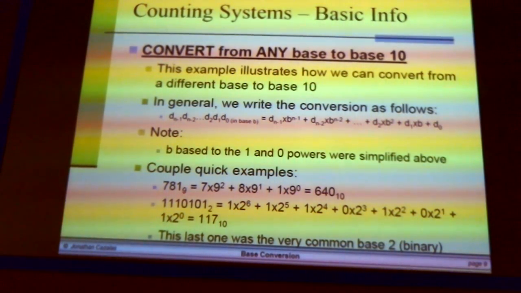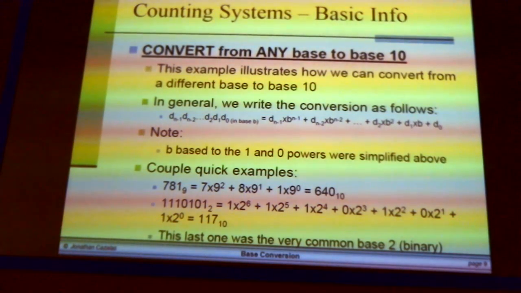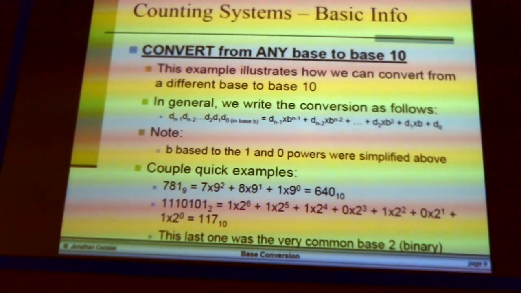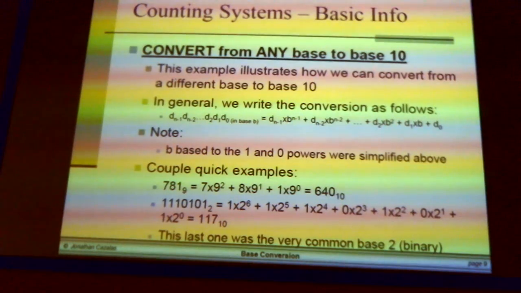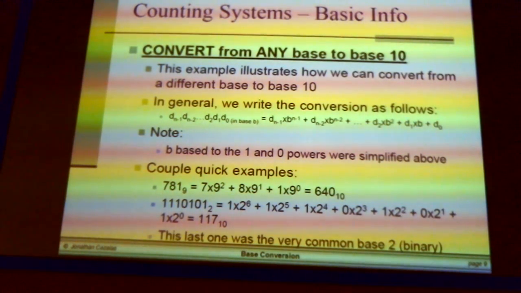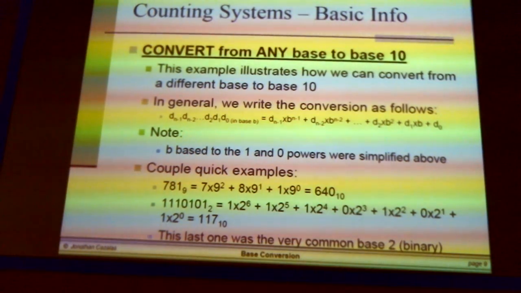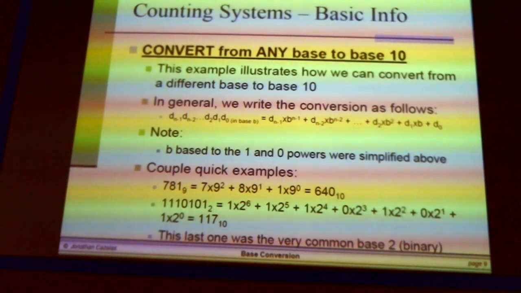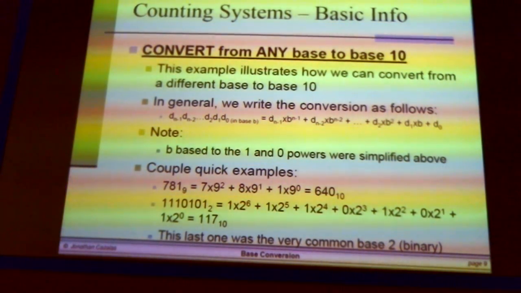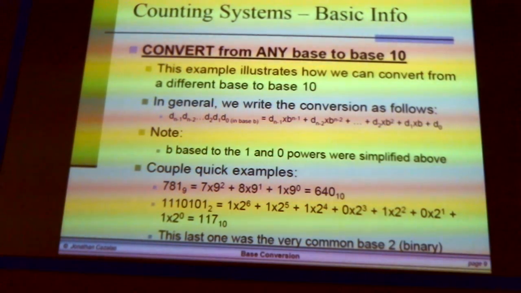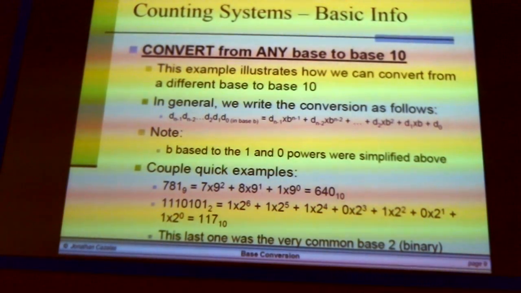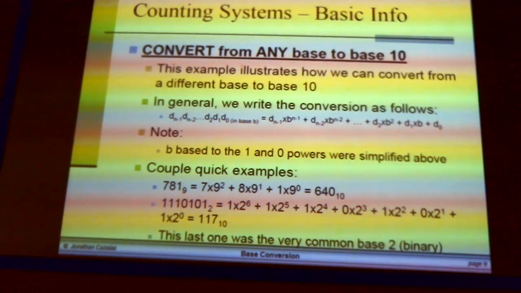So here's an example where they're taking a number and saying, hey, this value is base 9. So you break out this position. You have your 7 times your base 9 to the second power, plus your 8 times 9 to the first power, plus your 1 times 9 to the 0 power, and you convert that by doing the math, you get a decimal value of 640.